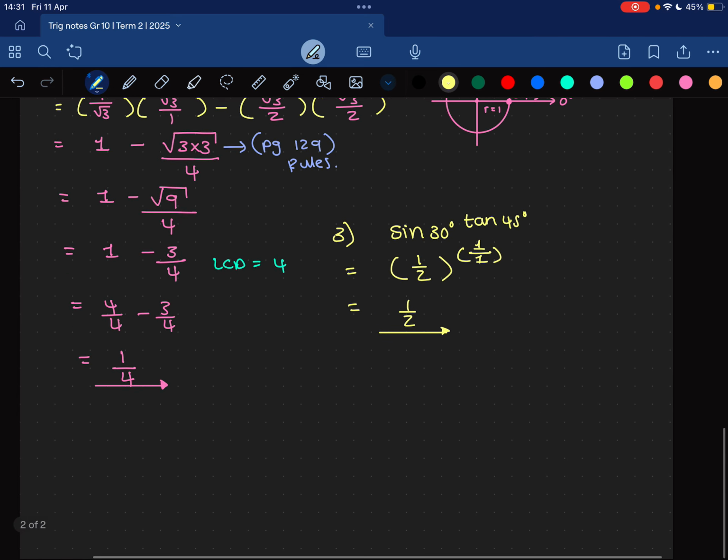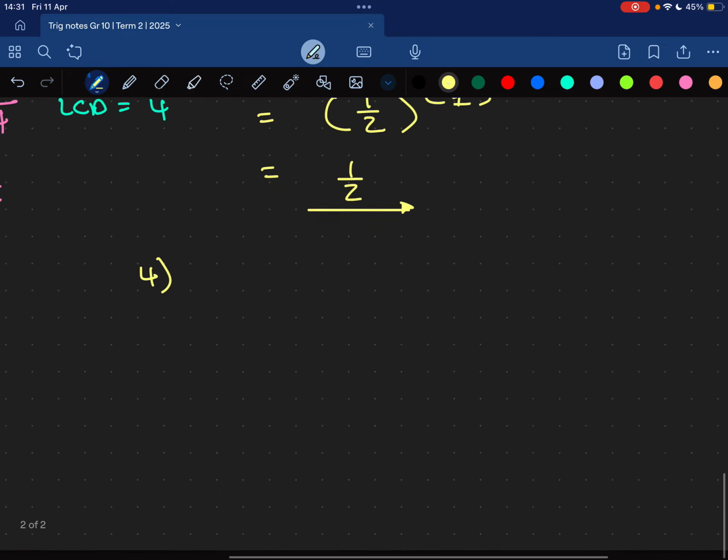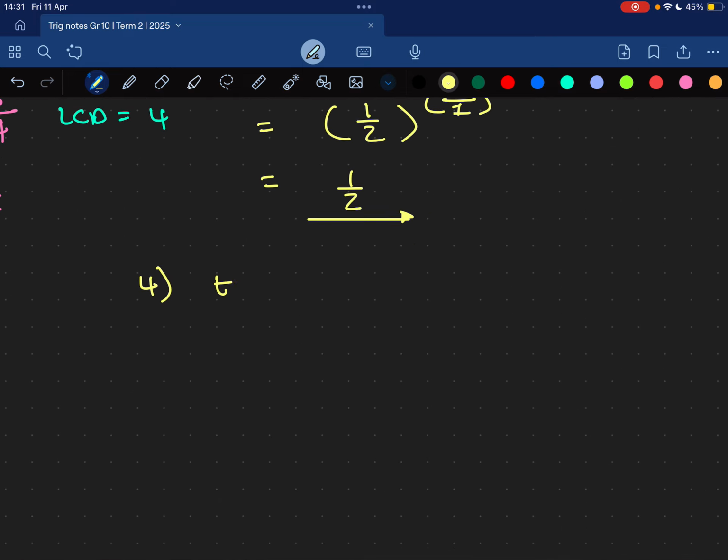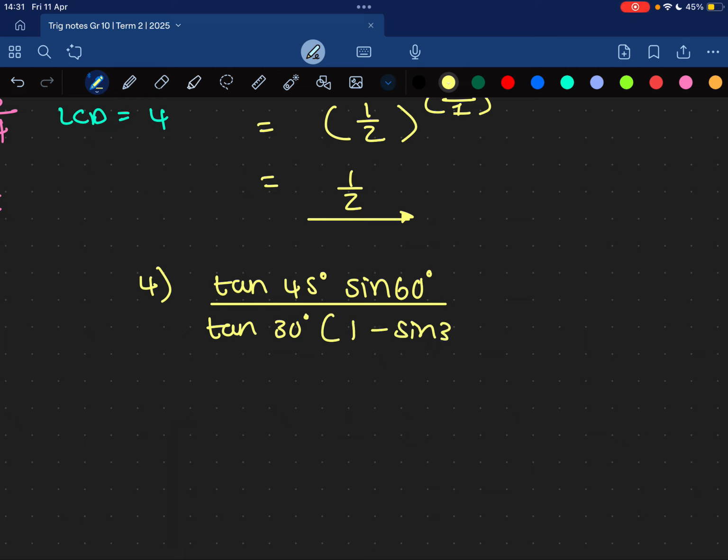Okay, then number 4 is tan of 45 sine of 60 over tan of 30 brackets 1 minus sine of 30.